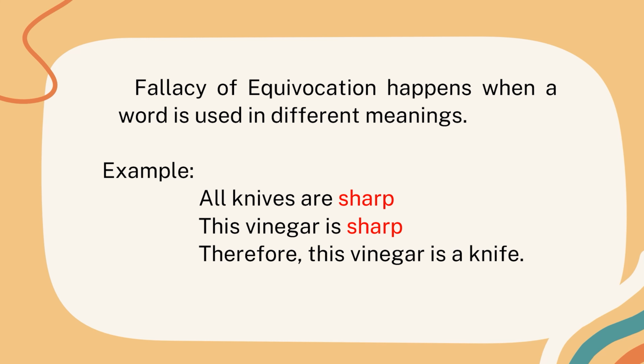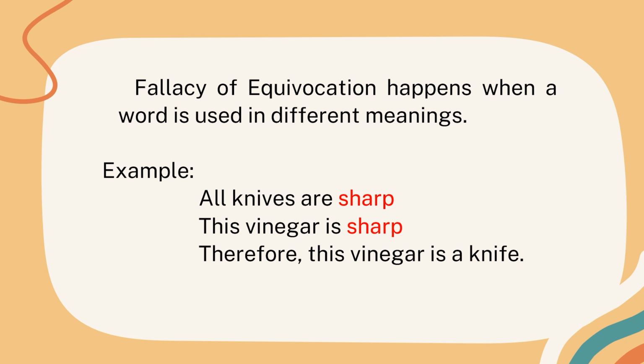The fallacy of equivocation occurs when a word is used in different meanings within the same argument, leading to a false or misleading conclusion. In the given example, the term sharp is applied to both knives and vinegar, but in different senses, resulting in an illogical inference that the vinegar is a knife. The fallacy highlights the importance of precise and consistent language in arguments to avoid ambiguity and ensure that conclusions are logically sound.